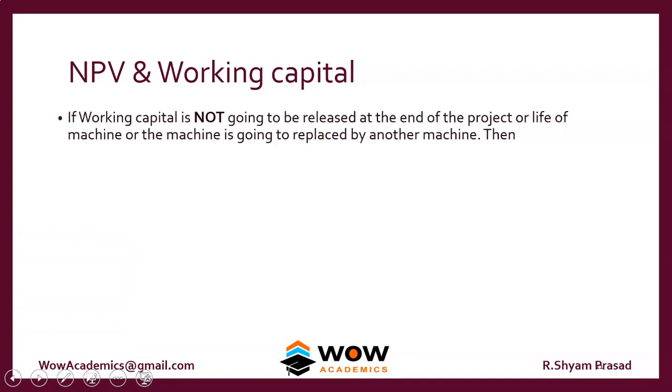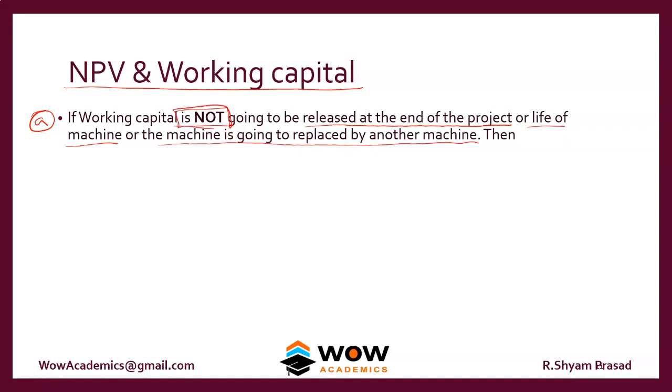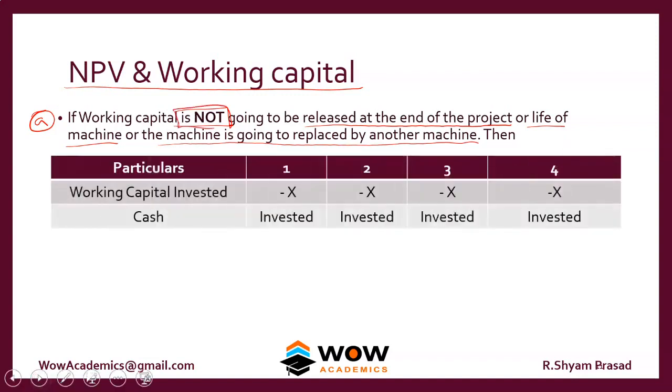So here we will see the relationship between NPV and working capital. So there are actually like two situations. So we'll start with the first situation. If working capital is not going to be released at the end of the project or life of machine, or the machine is going to be replaced by another machine, then how would we solve it? That is, the working capital is not released. So this is the format. Have the years on the top. Working capital invested is always a cash outflow. So the cash is never released.